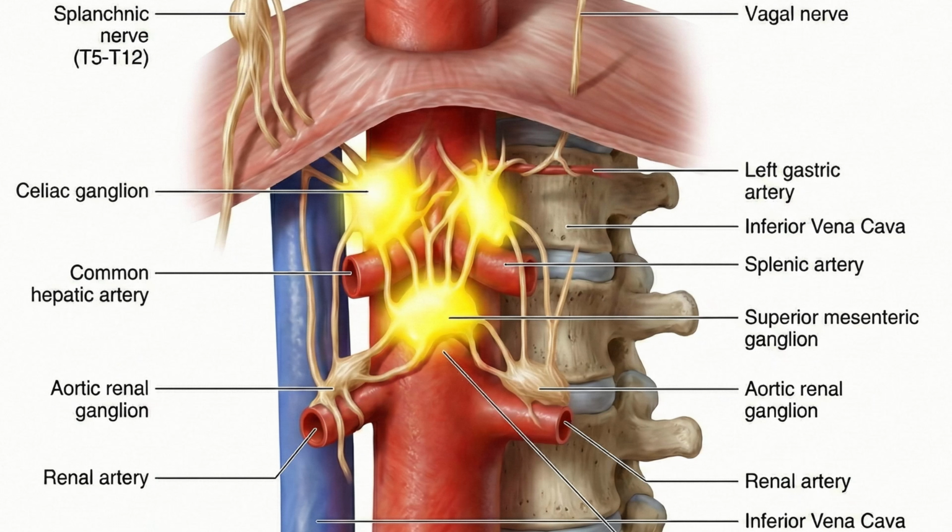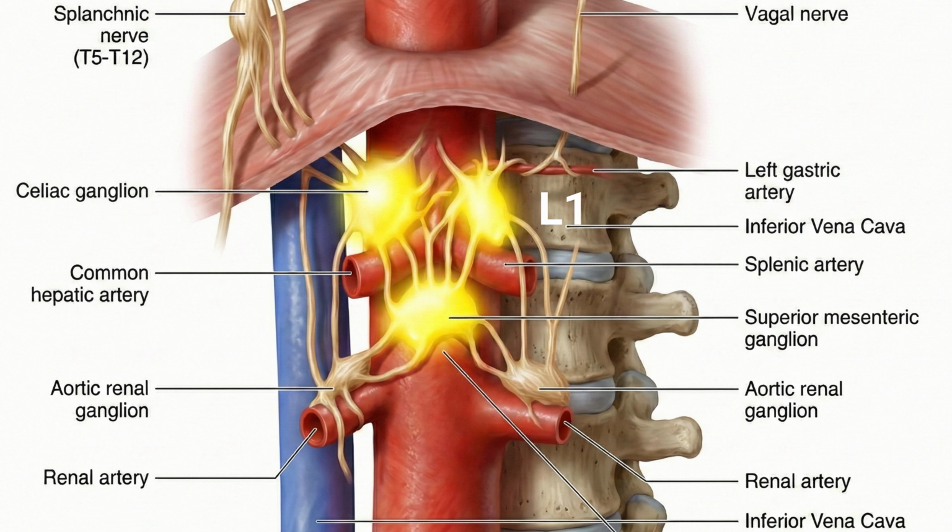This image shows the anatomy relevant to a celiac plexus block. The L1 vertebral body is the posterior landmark. Immediately anterior to it lies the abdominal aorta, with the inferior vena cava on the right.